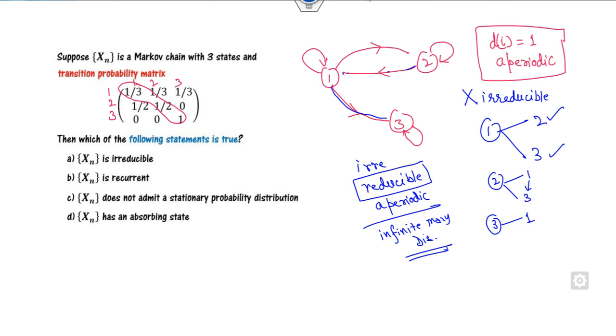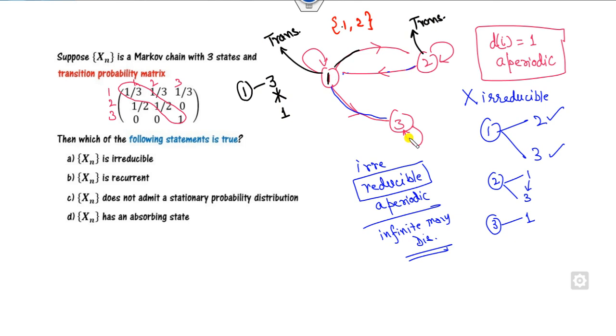That's the one remark. Now, secondly, you can check that all the periods are 1. This is my closed group, 1 and 2, because you can go from 1 and 2 and end up here. Look at whether 1 is recurrent or transient. If you go from the 1, can you come back to the 1 through any path? You can go from 1 to 2 and 2 to 1, possible. But if you go from 1 to 3, then you can never come back to the 1. It means 1 is transient. If 1 is transient, then 2 is also transient.